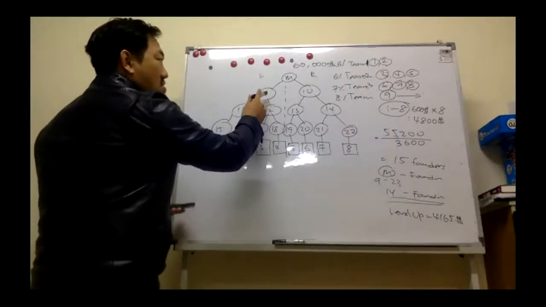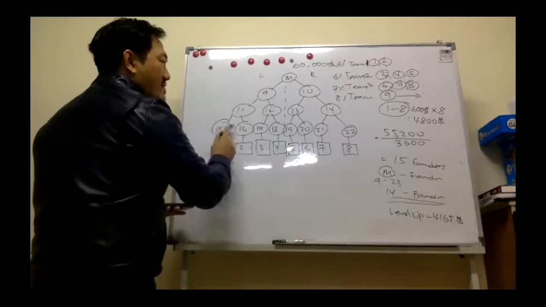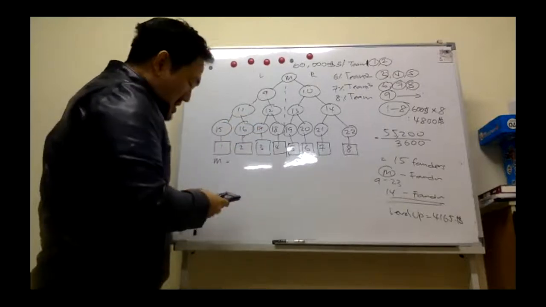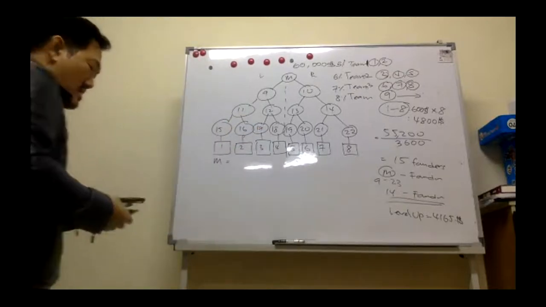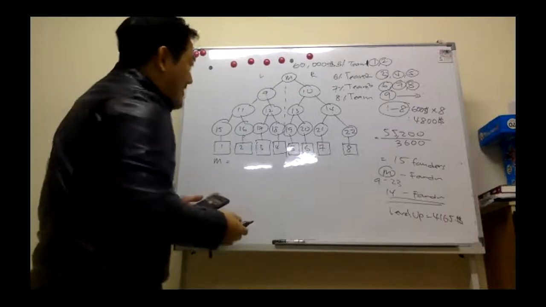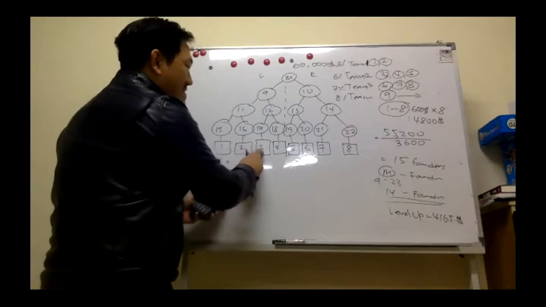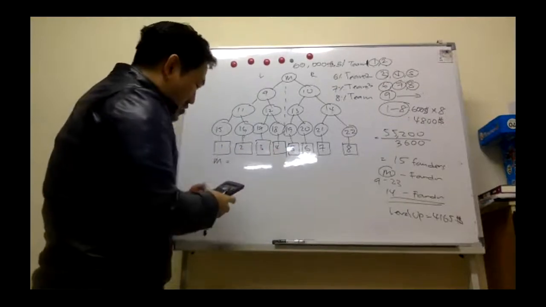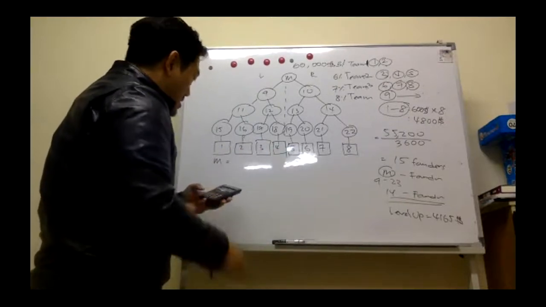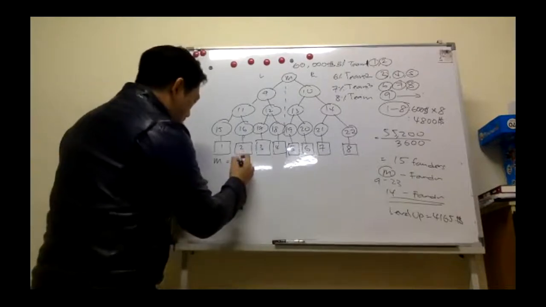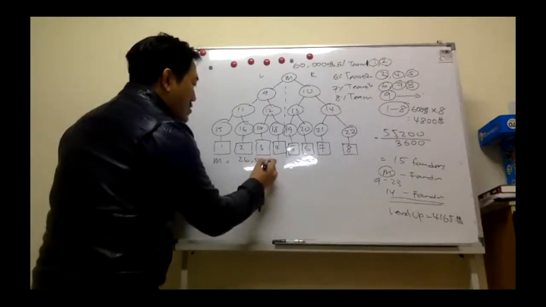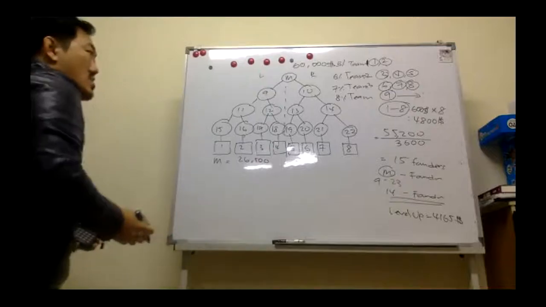So add up the founders. That's 1, 2, 3, 4, 5, 6, 7. 7 times 3,500, 24,500, plus the pool ones: 500, 500, 500, 500. Add 2,000. So that's 26,500 worth of volume.